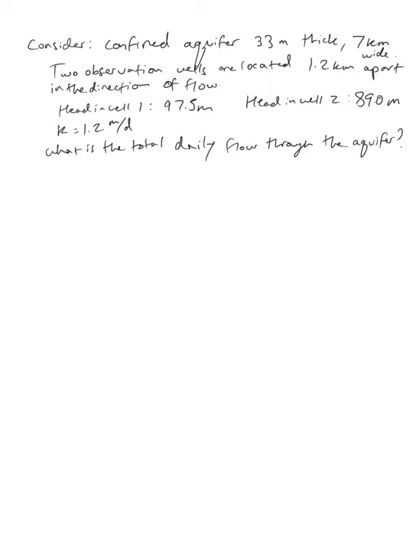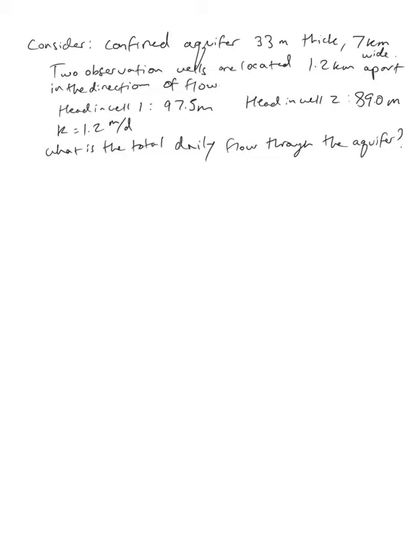So two quick example problems, one for a confined aquifer situation, one for an unconfined aquifer situation, to look at flow of groundwater in the subsurface. So consider a confined aquifer 33 meters thick, 7 kilometers wide, and there's two observation wells located 1.2 kilometers apart in the direction of the flow. The head in the first well is 97.5 meters. The head in the second well is 89.0 meters.